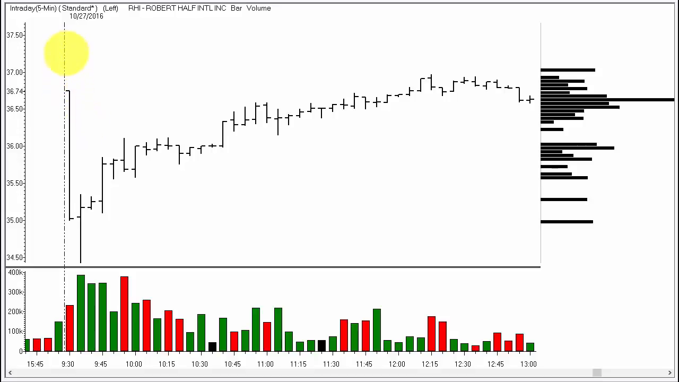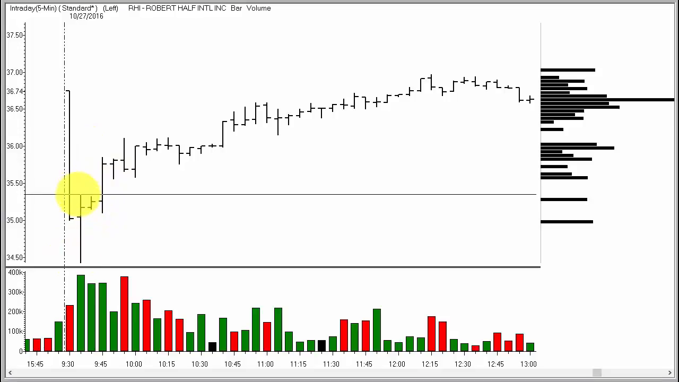When we have the 2 standard deviation opening gap, it comes down on RHI. This is Robert Half International. We're looking at a 5-minute chart. And on the 5-minute chart, we're timing the entry based on the deepest pullback bar, which would be the third bar of trading over here. But since it's so close to the high of that second bar, let's just say we're looking for that violation, 35.37, to get us long on this trade.